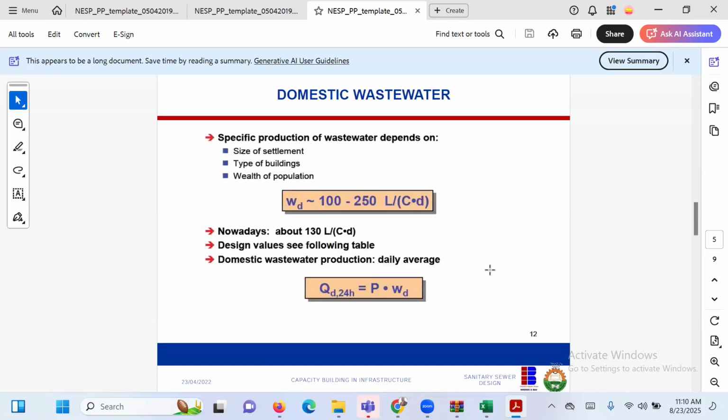But here we say that the specific wastewater production is between 100 and 250 liters per capita per day. Between 100 and 250. So you can use 120, you can use anything. But that's what it is. Some of these values stated here are what they also use in Germany. Like they say 130. 130 is for Germany. In Nigeria, we're using 100.